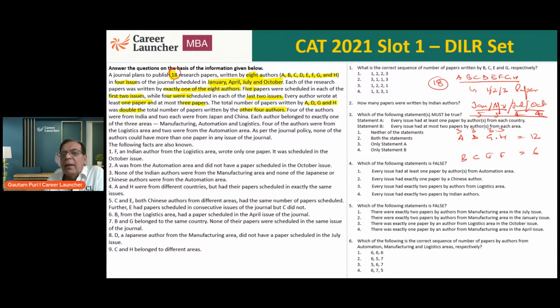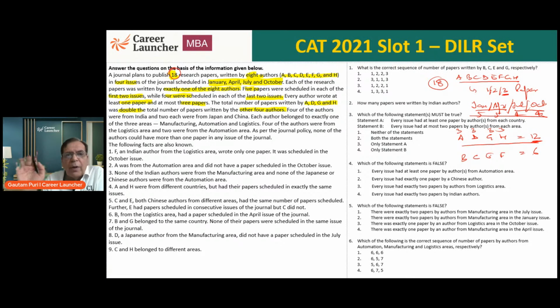Why? Let's say H writes 2 papers, then one of these 3 people has to write 4 papers, because the maximum number of papers written by any author is 3. So if I say this is 3, this is 3, 6 and 2, 8, A will have to be 4, which is not possible. So the moment it says that this is 12, we are very clear ADGH have written 3 papers each. And what about BCEF?